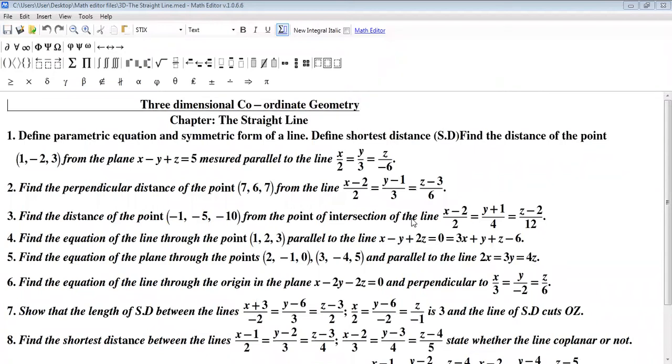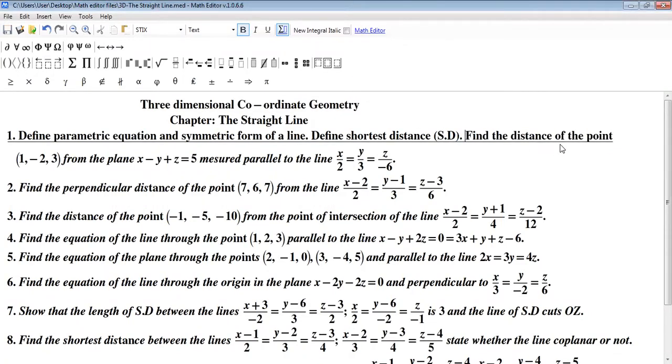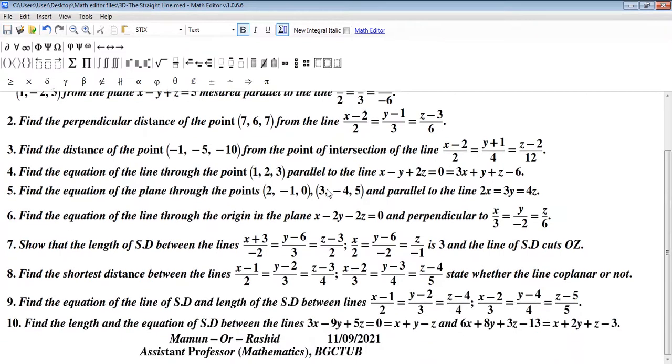Today we'll start a new chapter, the straight line in three-dimensional geometry, coordinate geometry. And this is the last chapter for us. First of all, we have to define what is a parametric equation and symmetric form of a three-dimensional straight line. And we will define in this lecture what is the shortest distance between two lines. Then we'll try to find the distance of the point from the plane, measured parallel to this line. This is actually the standard form of a three-dimensional straight line. So we'll try to solve this problem today.